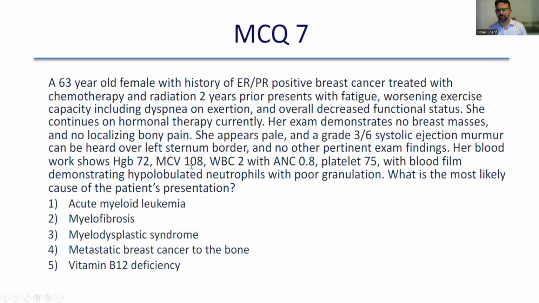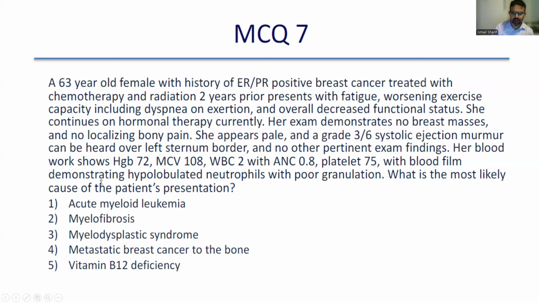Now, this is very important to look at: MCV 108. This is very high. So macrocytosis is actually one of the findings that we need to pay attention to in malignancy. See, white count is very low. Let's look at the ANC, 0.8. Platelets 75. So basically, this patient has cytopenias across the board.